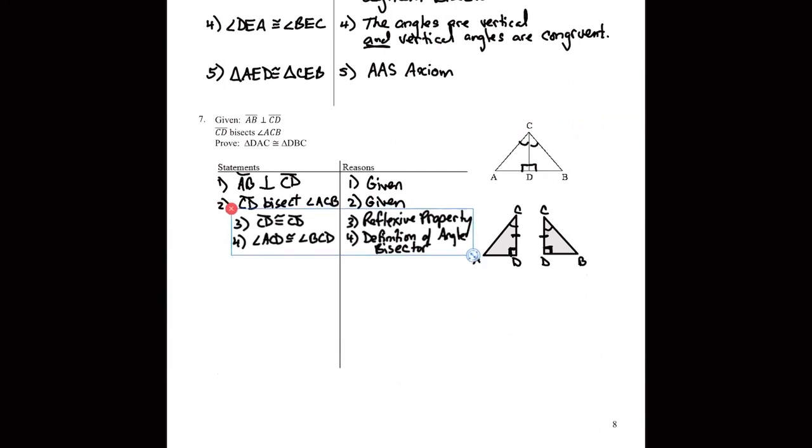So I have reflexive property and definition of angle bisector. So that gets me most of the way there. I haven't addressed the congruence of angle ADC. We have ACD and BCD, but I need angle ADC and angle BDC.